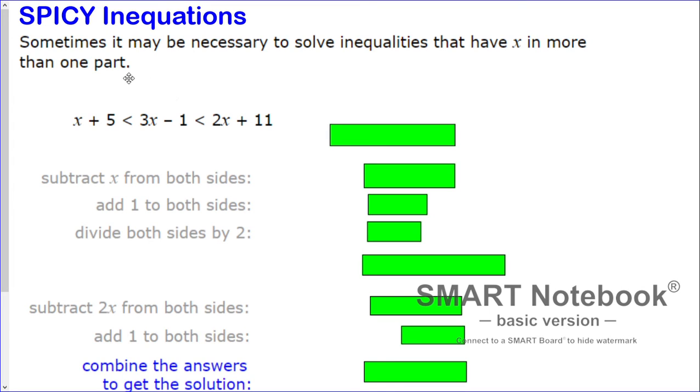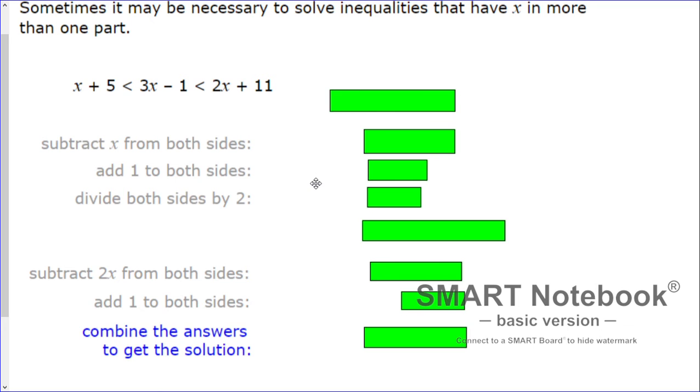Now let's spice it up a bit. These ones are a little bit more tricky to solve, but there's a nice strategy we can use when we have x in all 3 parts. The strategy we have to use is this. We have to split it up into 2 separate inequalities, solve both, and then stick them back together again. So first we're going to deal with this one.